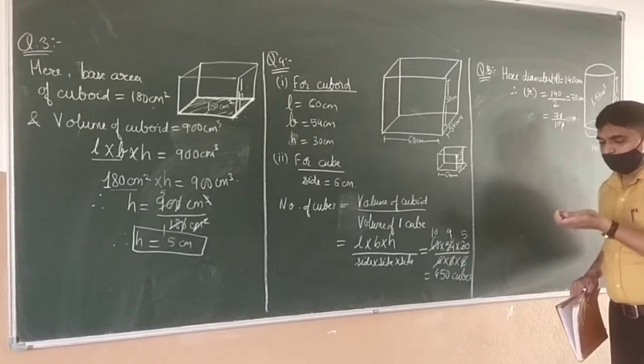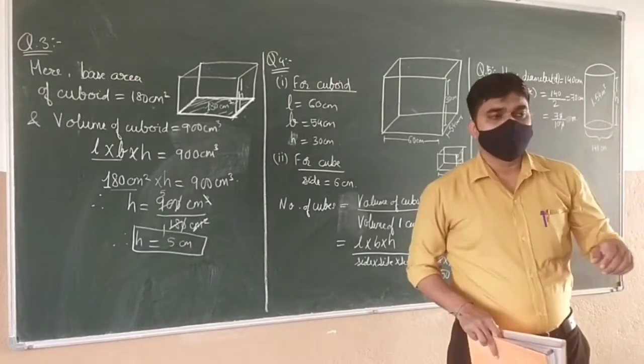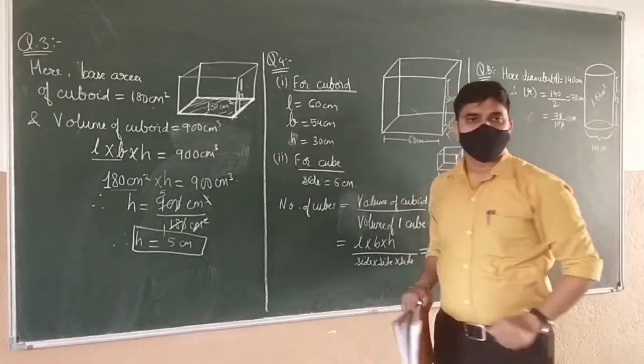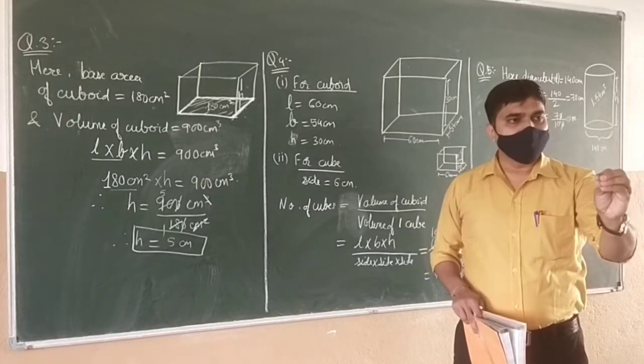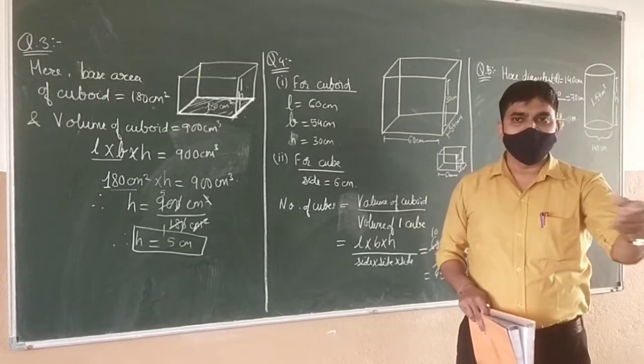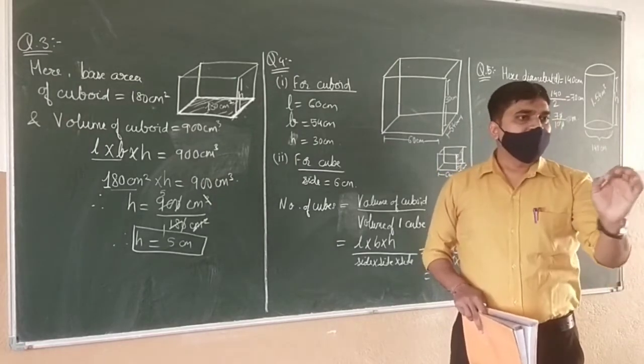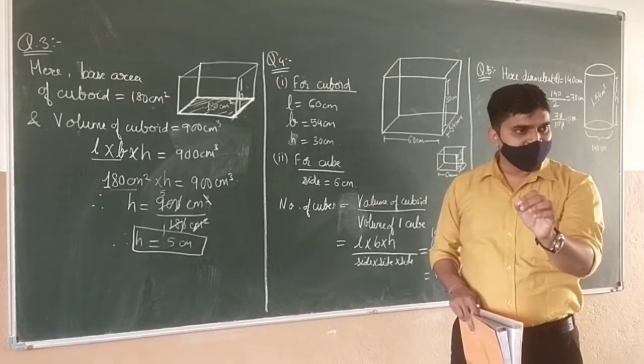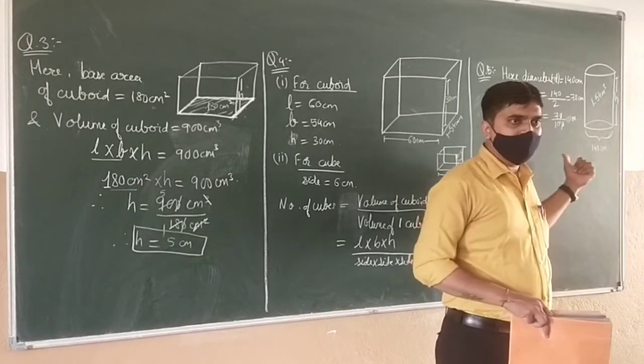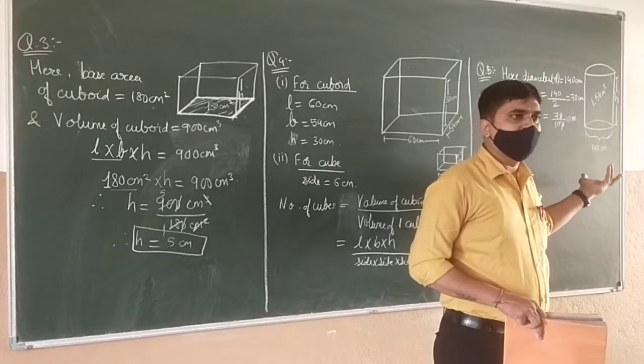Okay. Now, how to solve this? Similar to question number 1. You know the volume of the cylinder. The formula of volume of the cylinder is pi r square h. There is h. What do they want from us? Height. You will get the answer.